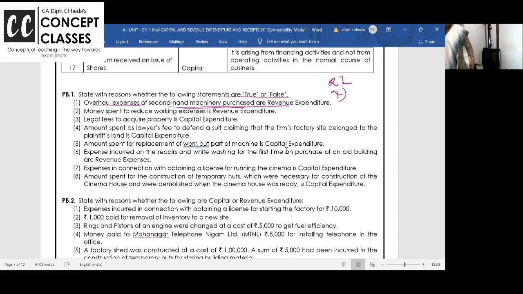Okay. So first one, overhauling expense. We will do MCQs also for this. If I miss out later, just remind me. So they say whether it is true or false. What is this? It is false. Why is it false? As overhauling expenses are incurred to bring the machinery into working condition. Second-hand machinery ko first time.